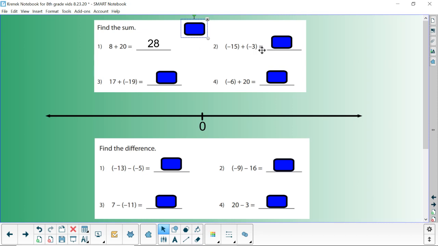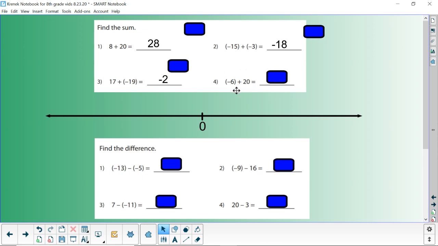Okay, here we go. All right, so negative 15, if I went down negative 15 and I added negative 3 more, I'm at negative 18. If I'm at 17, I move way up here and I back down 19 or add negative 19, I'm going to be below 0. I'm going to be at negative 2. And if you notice, that's just the difference between them. I have more negatives than positives.